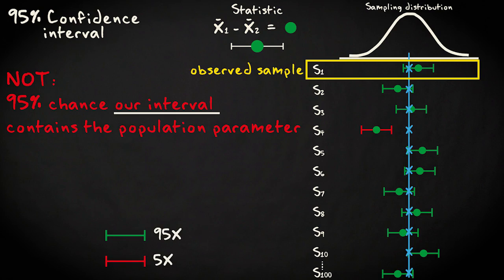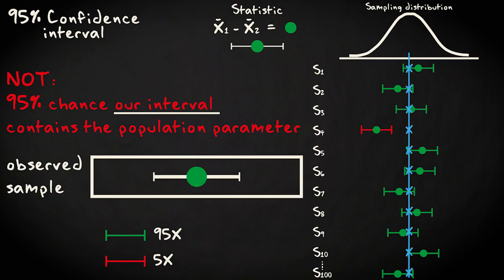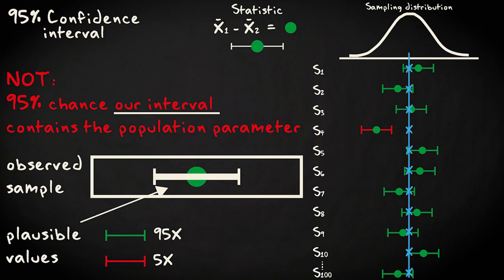Note that this is not the same as saying that there's a 95% chance that the interval, based on our sample, contains the population value. In practice, we have only one sample. It either contains the true population value or it doesn't. We don't know. But since it's likely that it does, we consider the values in the interval to be plausible.